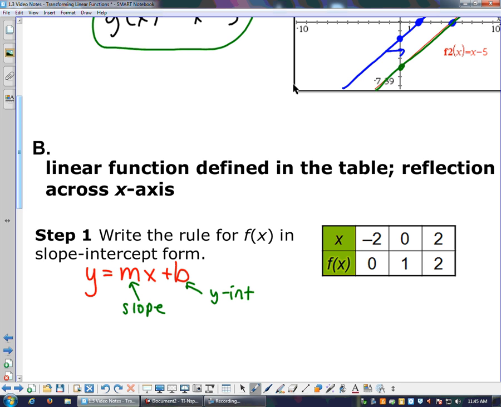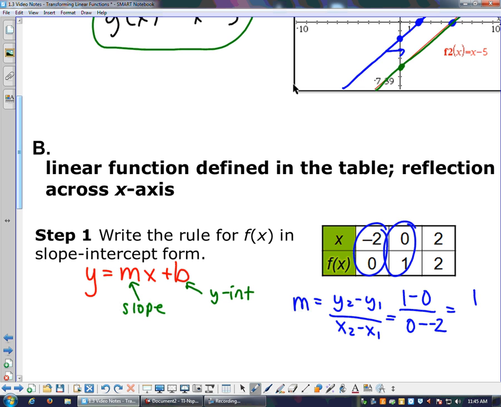Since we have some values in our table here, let's figure out what the slope, the m value, is first. Remember, we calculate slope by taking y2 minus y1 over x2 minus x1. So I'm just going to choose my first 2 points here. So I'll end up with 1 minus 0 over 0 minus negative 2, or I'll end up with a slope of 1 over 2. Remember, that becomes positive 2 down there. So my slope is 1/2.